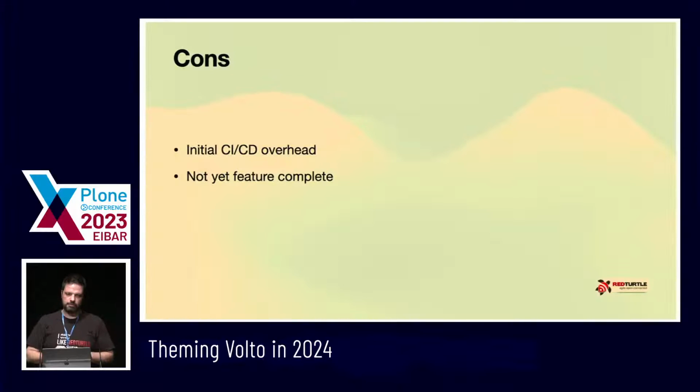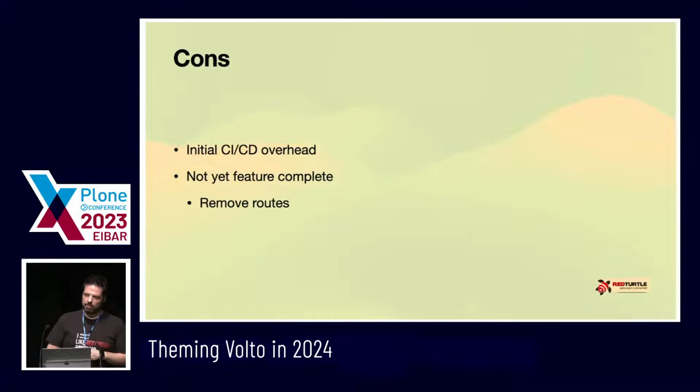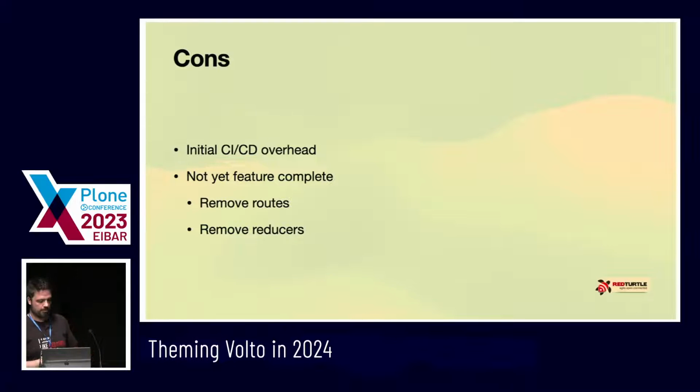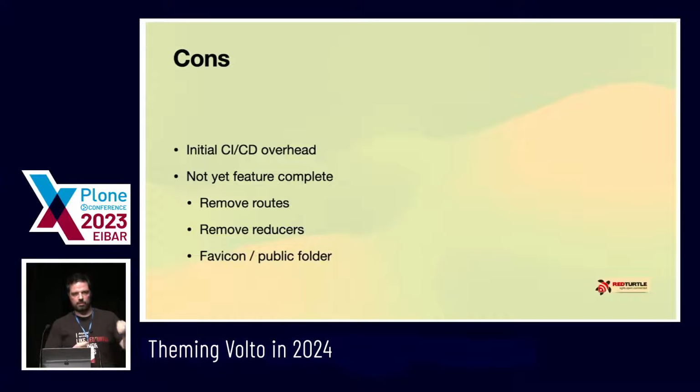It's not yet feature complete. The things we're missing are not that bad, and they can be worked around. My pain points are I cannot remove routes from an add-on. I cannot remove reducers from an add-on, as far as I know. If I'm wrong, I'm happy to be. And I cannot put something in the public folder of my add-on and it doesn't get grabbed and used immediately. All these cons have easy workarounds, so I'm happy with them, and the pros outweigh the cons.